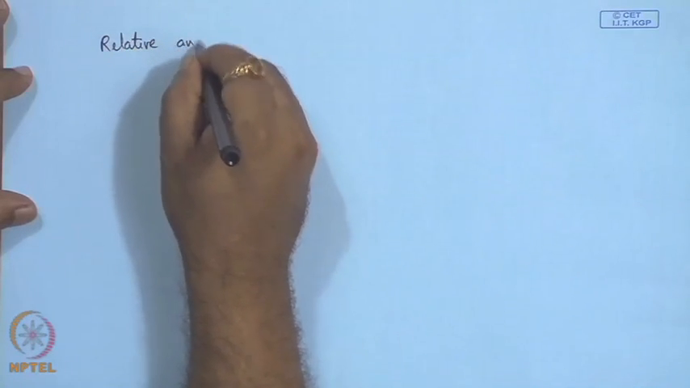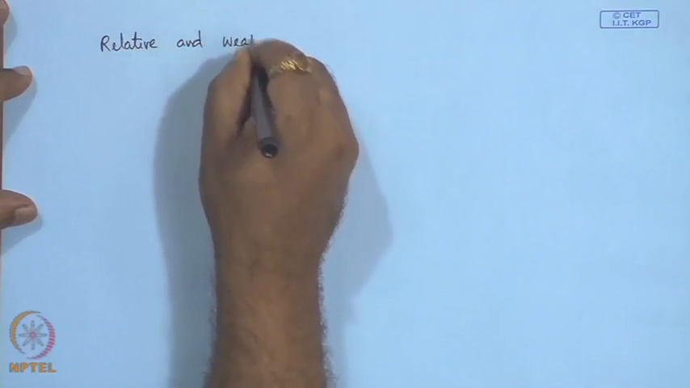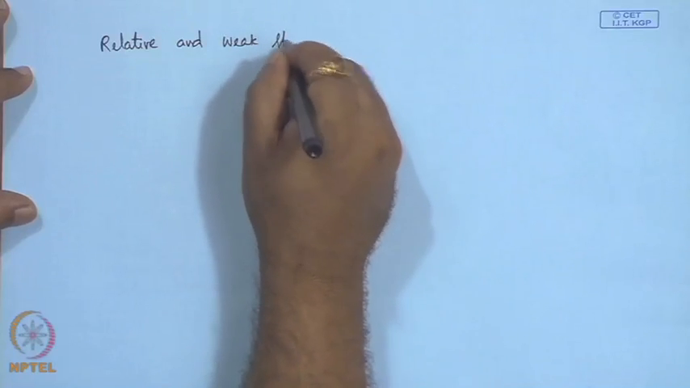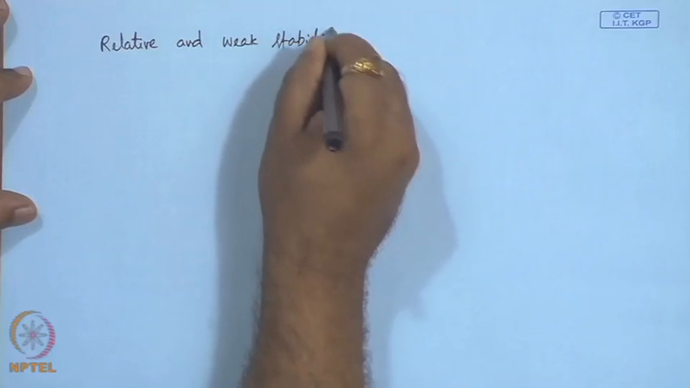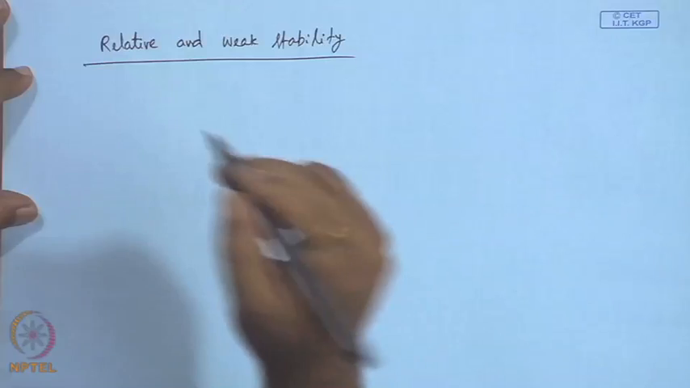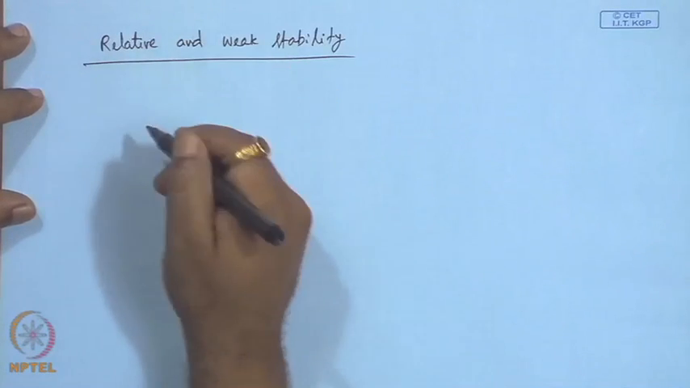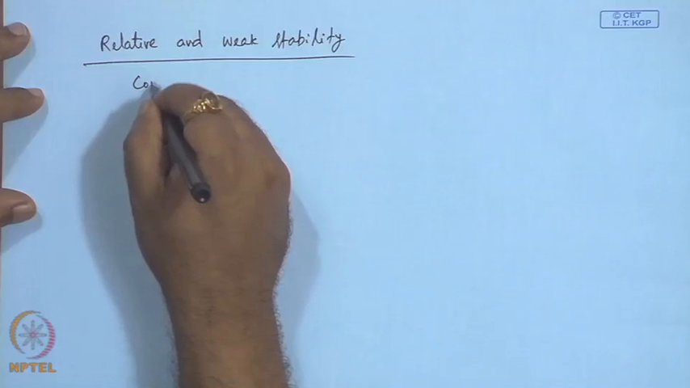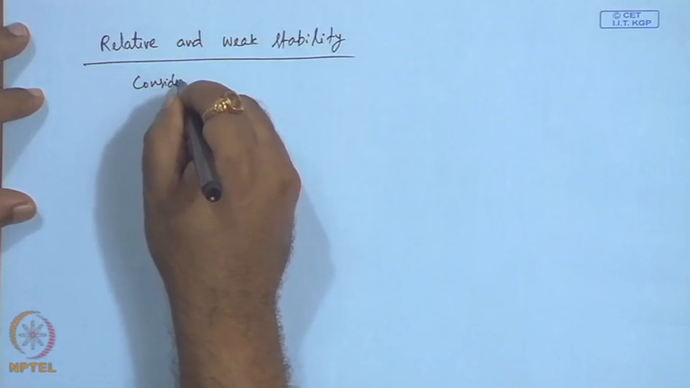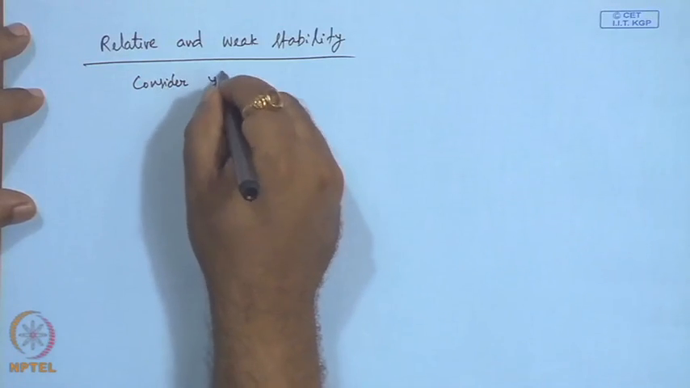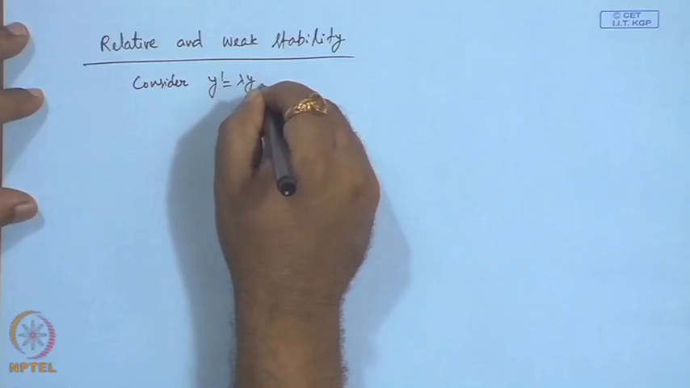Relative and weak stability. Okay. So, relative and weak stability, with respect to what it is relative, we will see. So, consider this.